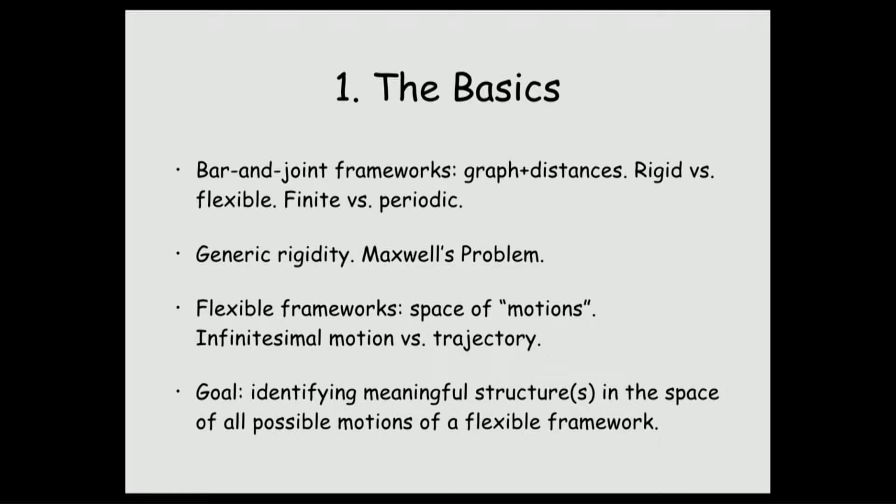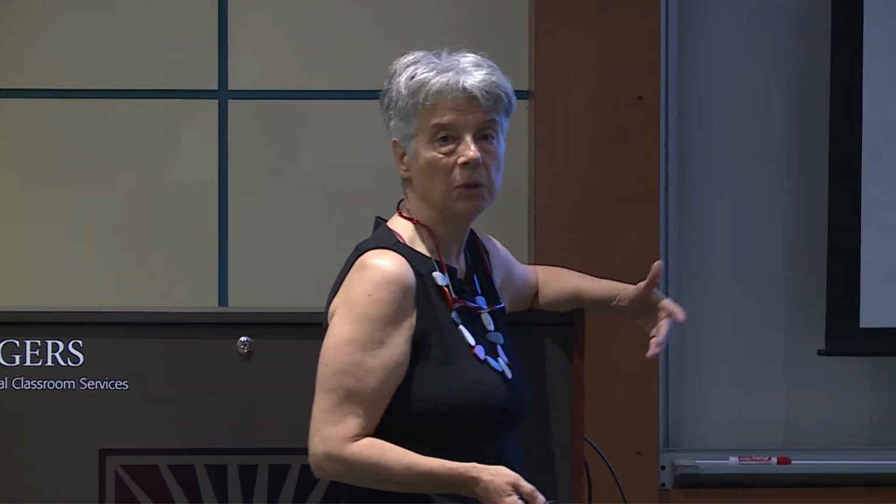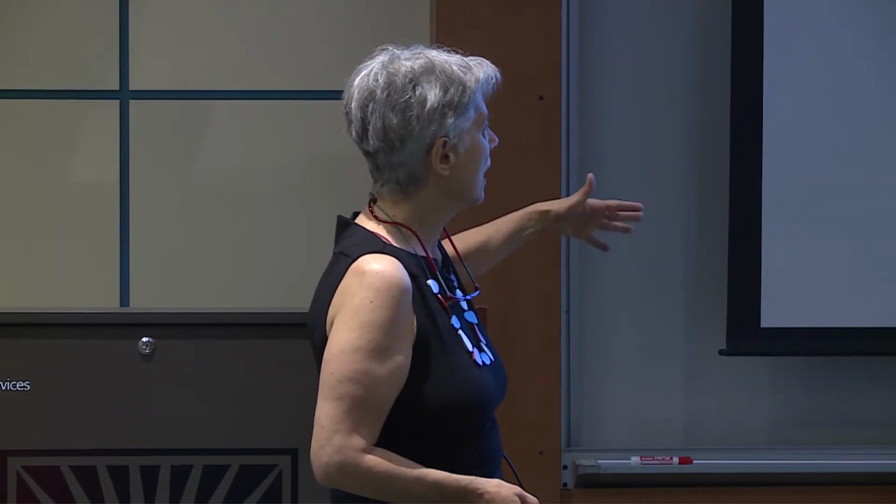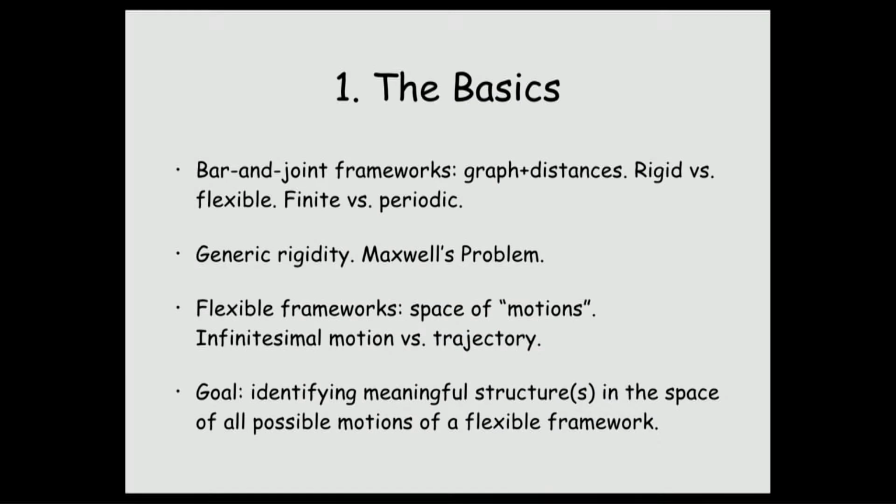Then I'm going to tell you about the infamous generic concept in rigidity theory and what we call Maxwell's problem, one of the most famous open questions in the field. Then we switch to flexible frameworks and talk about the space of motions and distinguish between the infinitesimal motions versus entire trajectories, with the goal of identifying meaningful structures in the space of all possible motions of a framework that is flexible. So that's the overview. So let's start with the definitions.